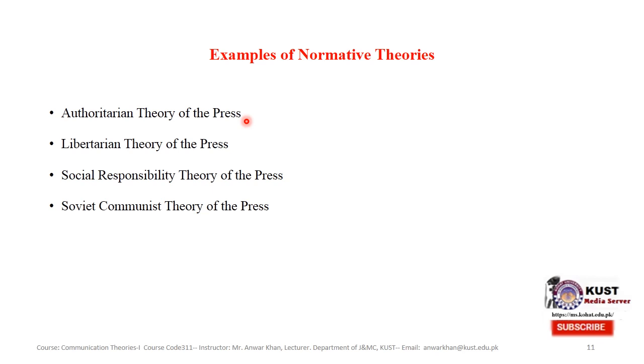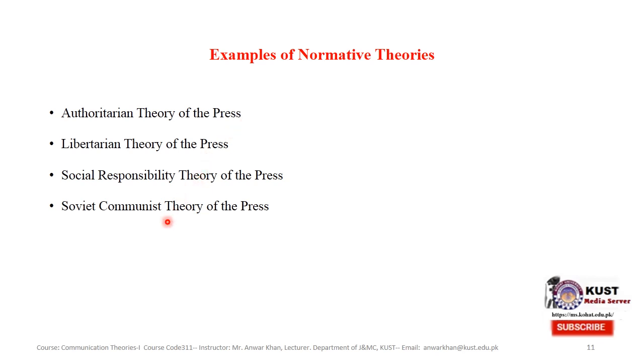Why? The reason is that those countries are trying to control the media as much as possible. They do not want to give much freedom to the media. They want to control the activities of the media, right? So, for the authoritarian theory of the press, we came to know that the form of the government will be in the form of kingship, dictatorship, autocracy, etc. Then the authoritarian theory of the press will be applied in those countries.